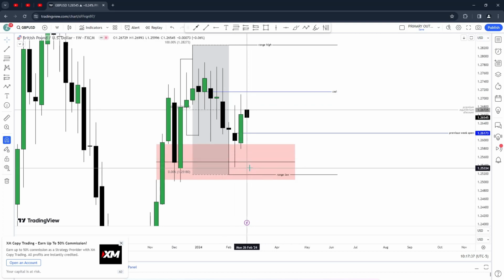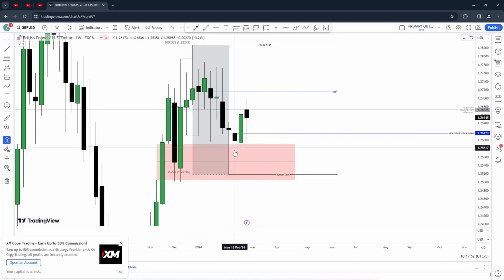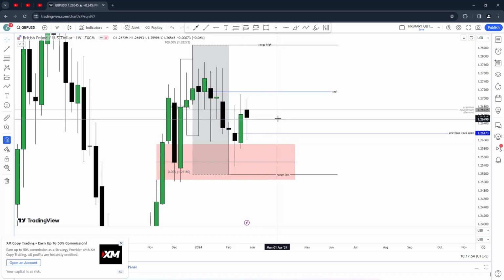Let's just keep it simple, okay? Notice how we don't close below this 50%. This convinces me that the order flow is indeed bullish, and we are looking at a weekly time frame as well.